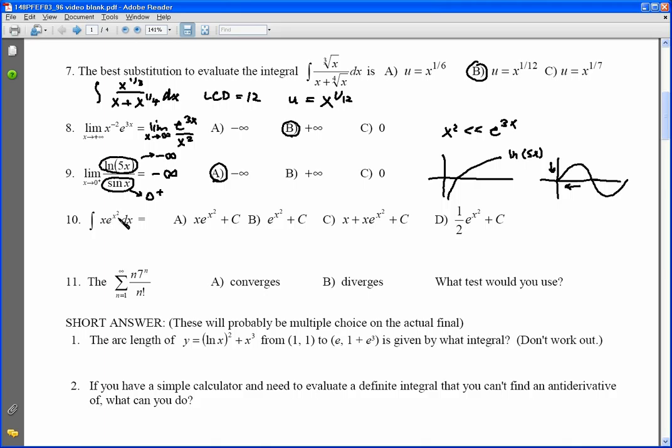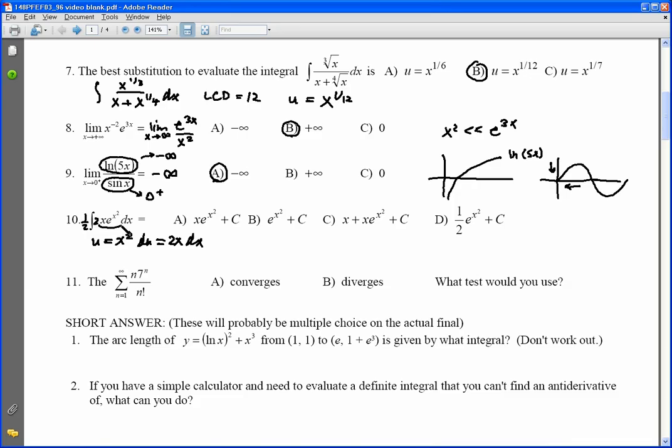Integral x e to the x squared. This guy's just an easy U-substitution. I see x squared there and x there, so we need a 2 in here and a 1/2 on the outside. And then we're ready to do u equals x squared, and your du then is going to be 2x dx.